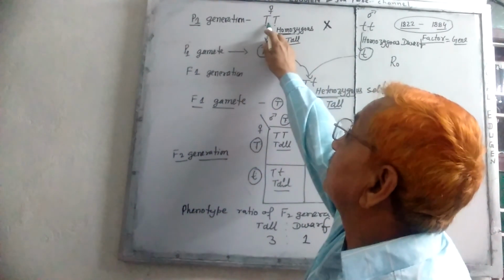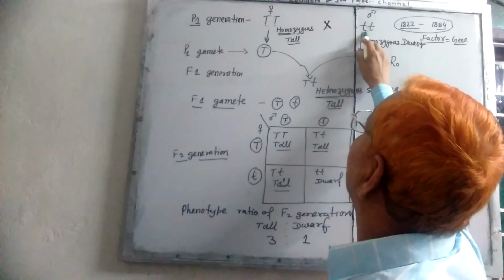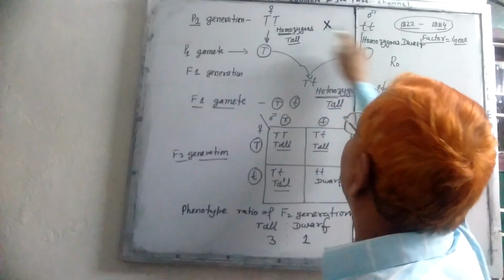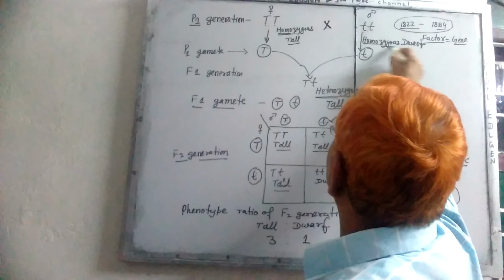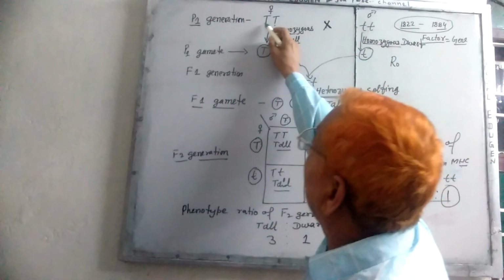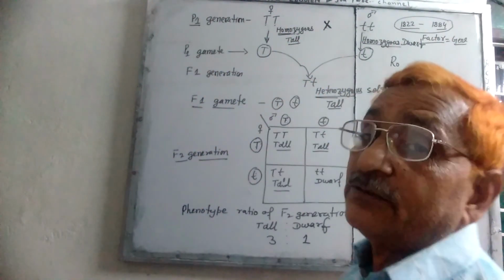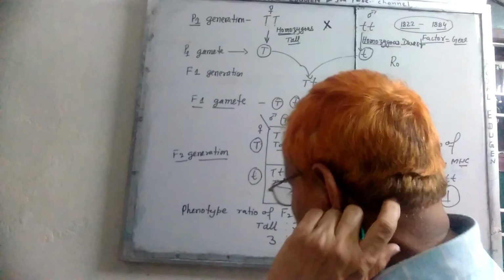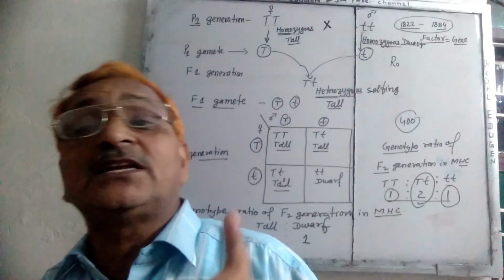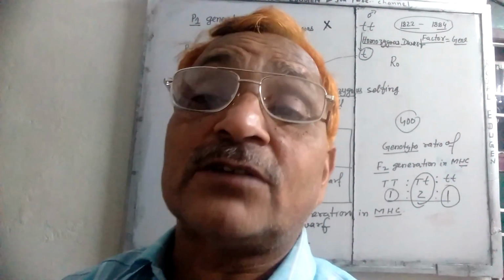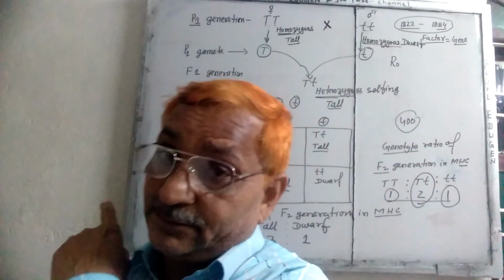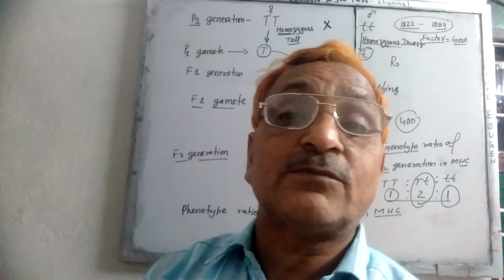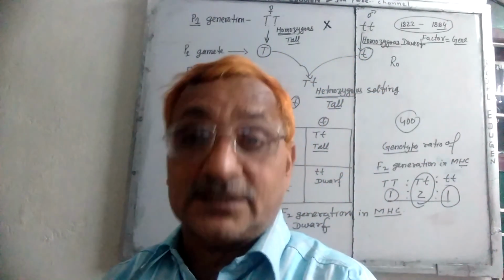So you can write here capital T, capital T, and small t, small t: homozygous tall and homozygous dwarf. Homozygous means both the factors are identical. The first postulate given by Mendel is that a character is governed by factors which exist in pairs. That's why I have written them in pairs, one given by one parent, another given by the other parent.